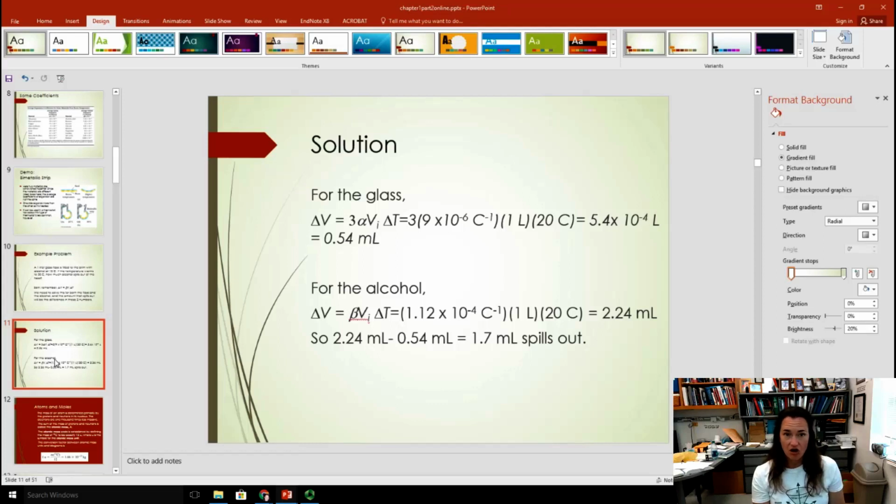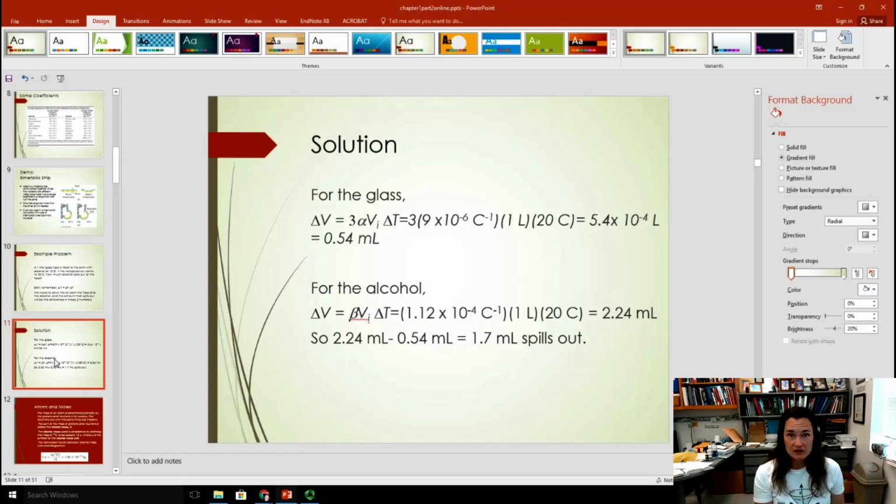Now for the alcohol, the equation is delta V is beta VI delta T, but of course for a liquid, we're given beta directly. We don't have to calculate it. So if you read that off from a table, beta is 1.12 times 10 to the minus 4 inverse degrees Celsius, VI is again 1 liter, and delta T is again 20 degrees C. If you multiply those numbers together, you get 2.24 milliliters.